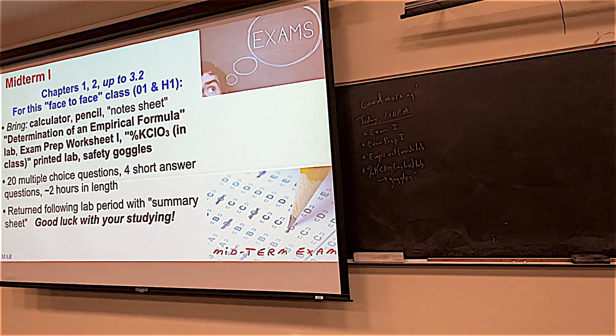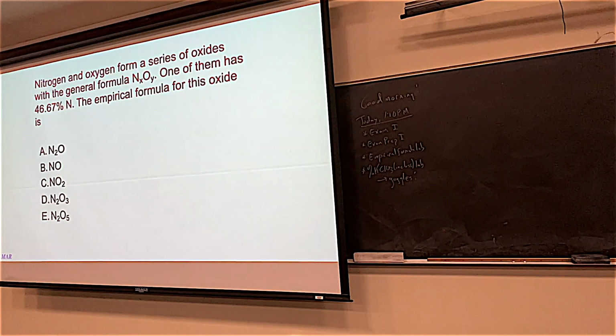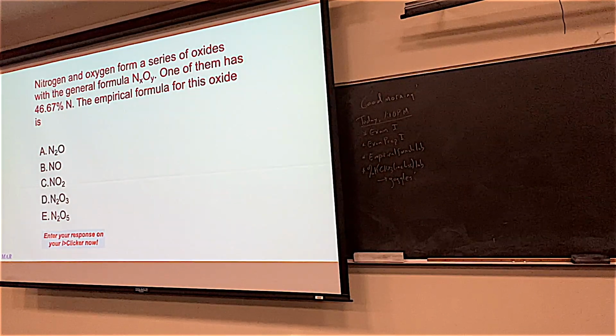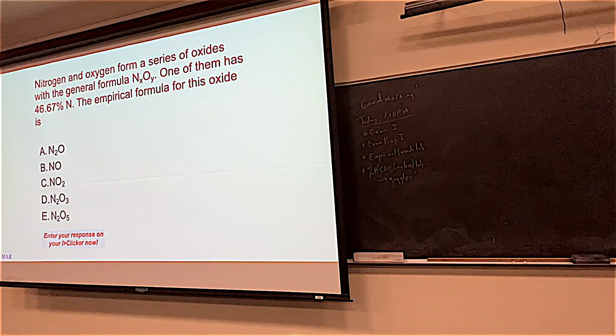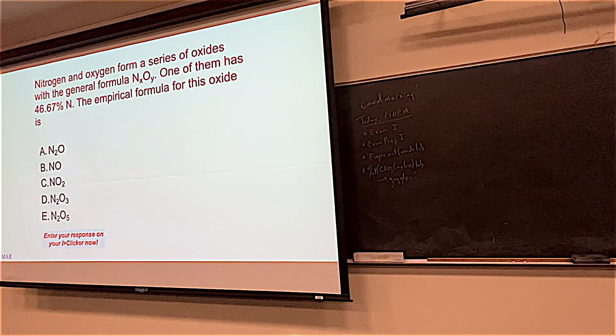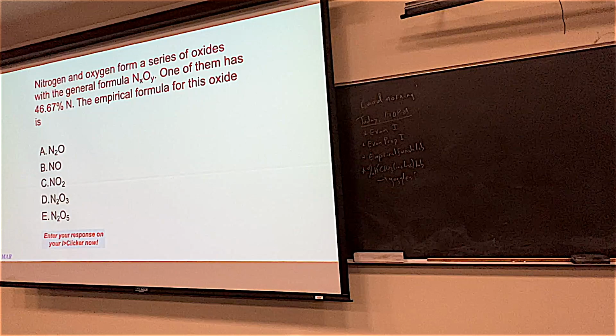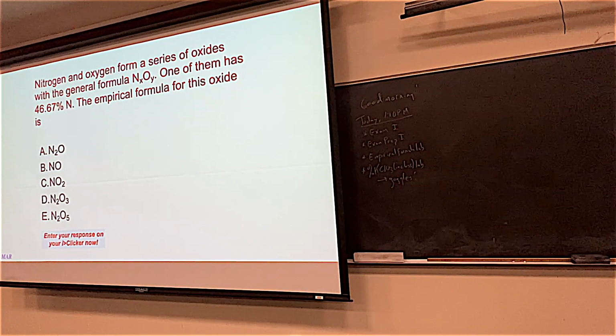All right, we'll do a few more exam review questions, and after that we'll start looking at how to balance chemical equations. Okay, so here's a question. We have a nitrogen-oxygen compound, and we're just putting X and Y up there because we don't know the formula. The percentage of nitrogen is 46.67%. Oxygen would then be 100 minus this number. The question is, what's the empirical formula of this oxide?